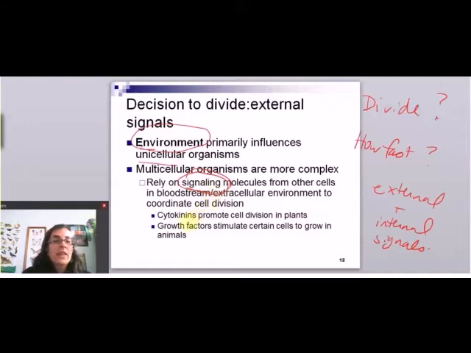So this could be the bloodstream, this could be the extracellular matrix of your tissues where these signaling molecules are occurring. And there's a specific family of signaling molecules in animals called growth factors. They get that name because they stimulate growth. Plants have similar ones called cytokinins, and same idea. Those signals, if they're present, will stimulate cells to divide.